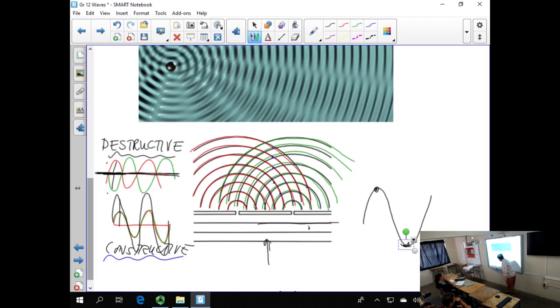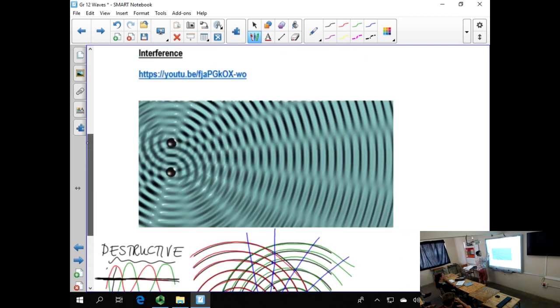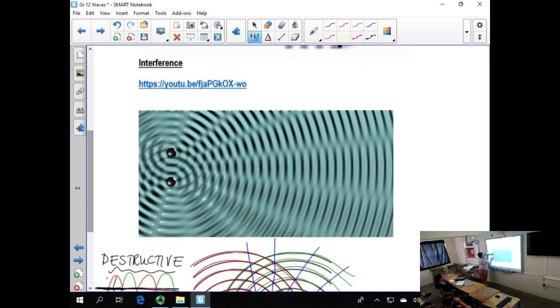So what is going to happen is we will get bands of constructive interference, okay? And in between, we are going to get bands of destructive interference. It's going to result in terms of water waves. Have a look at this. Here's our two sources, okay? Our circular wave fronts there, okay? And now they start interfering with each other there. Can you see we get areas where there are waves, and we get areas where there aren't waves?